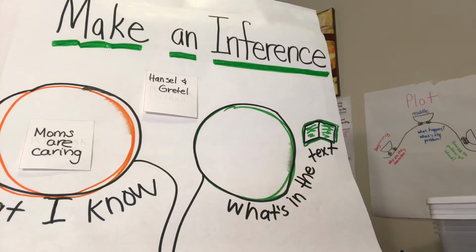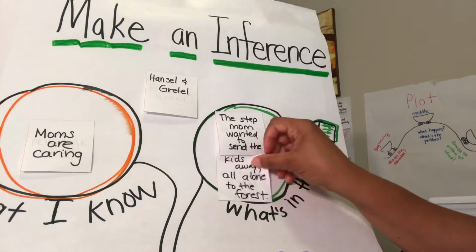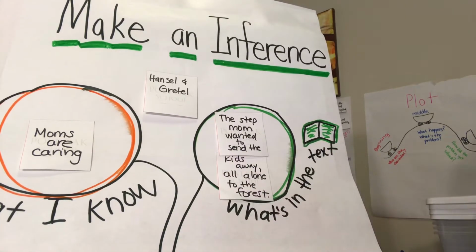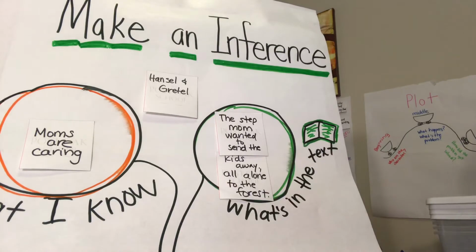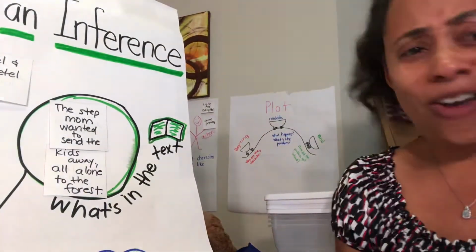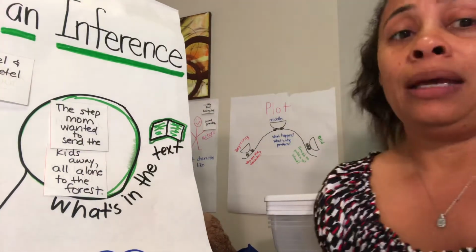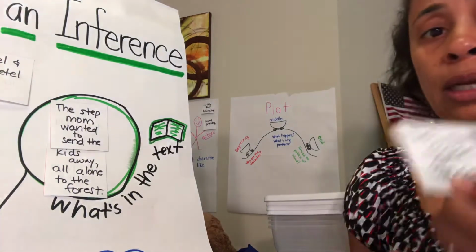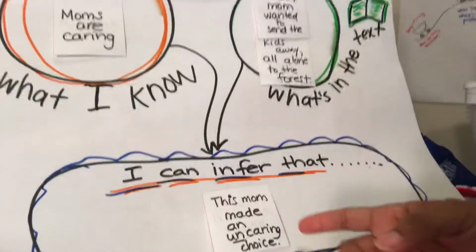So that's what I wrote here on my post-it. The stepmom wanted to send the kids away all alone to the forest. That's what she wanted to do. If I know moms are caring, but this mom wanted to send the kids away all alone in the forest, does that sound like a caring thing to do? No. So I can infer that this mom made an uncaring choice. So I wrote that on my post-it. This mom made an uncaring choice.